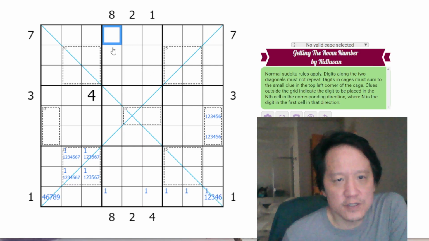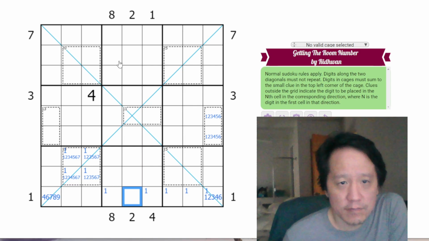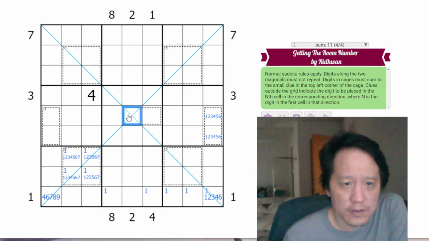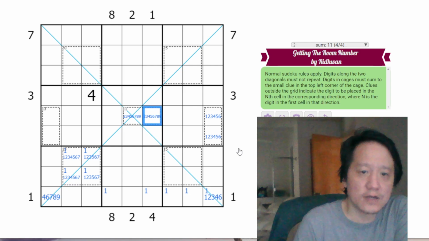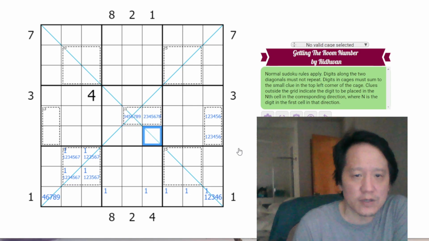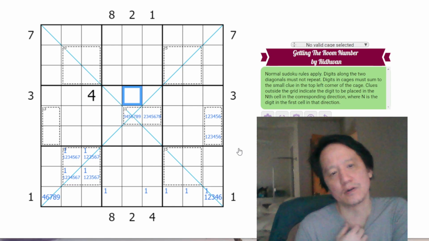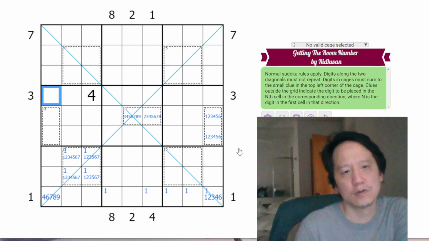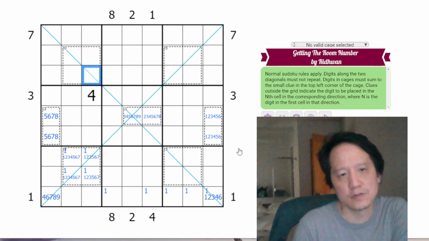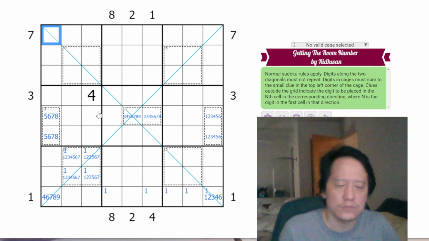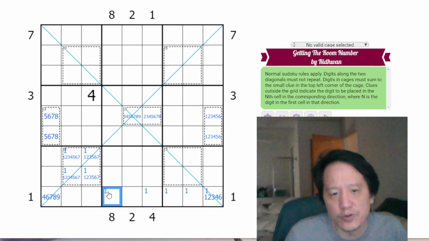So these two add up to 10, not 9. My bad. This can't be a 2, so this can't be 9. The 3 cannot be here. Okay, so then this is 5, 6, 7, 8. So the 1 could be only in these spots.